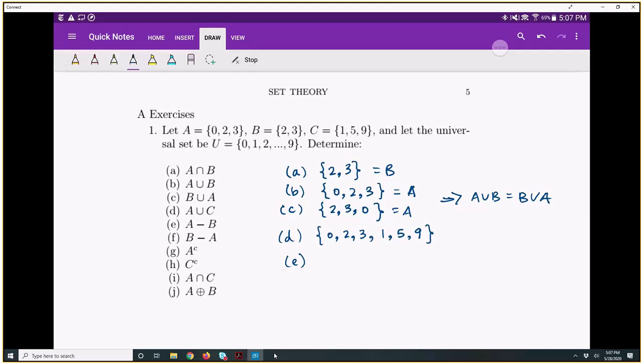Okay, part E is A set minus B. So A set minus B means I take anything in A and then I remove whatever was in B. So that's just going to leave me 0. And B set minus A means I start with B and I take out anything that was in A. Well, everything that's in B is in A, so that's empty.